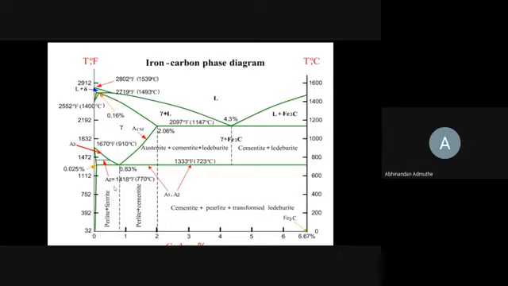So alpha, gamma and delta. These are the three phases, you can see it here, and each is close to one of the terminals of the phase diagram. That's why we call these phases, obviously solid solutions, terminal solid solutions, because these solid solutions are close to one of the terminals of the iron carbon phase diagram.